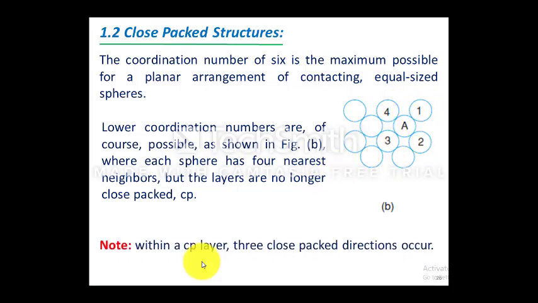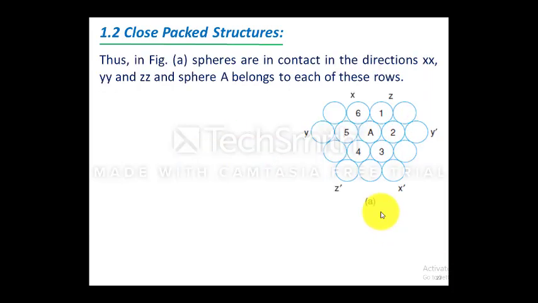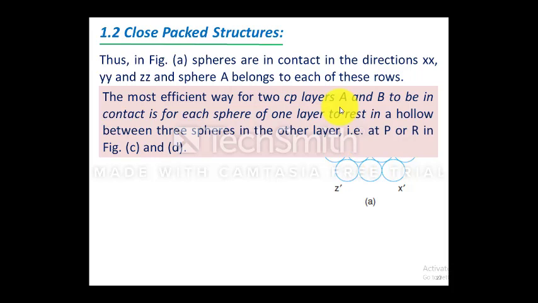It is also important to note that within a close packed layer, three close packed directions occur. I just mentioned before, x-axis, y-axis, and again we can see this figure. This is close packing along x-axis, this is y-axis, and this is z-axis. Now I will talk about what will happen if we place a second layer on the first layer. The most efficient way for two close packed layers A and B to be in contact is for each sphere of one layer to rest in a hollow position between three spheres in the other layer.